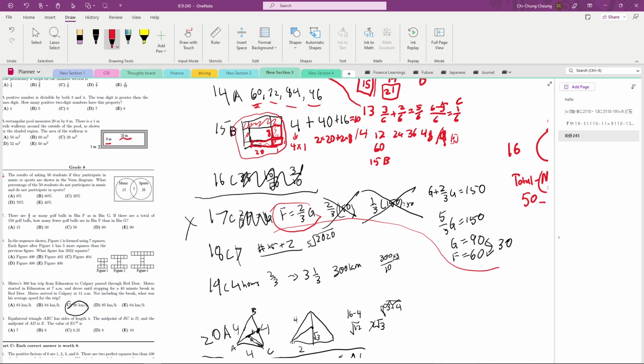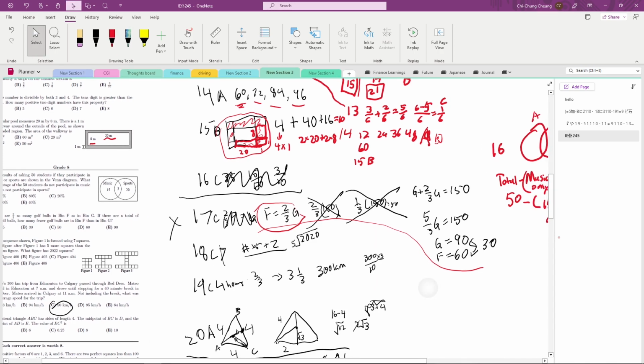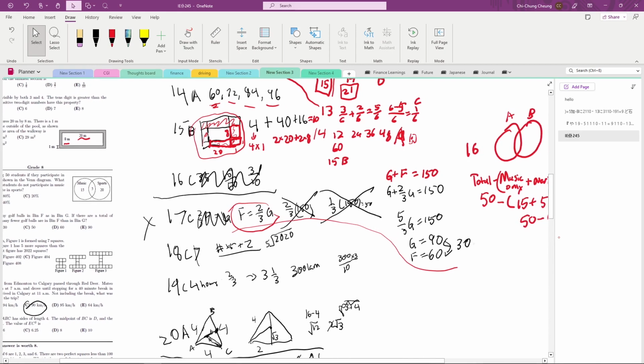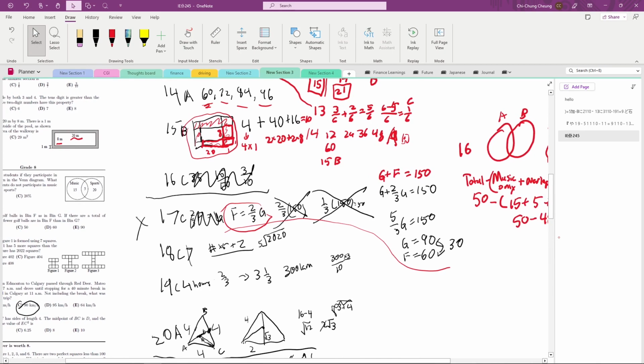Next, if there are a total of 150 golf balls, how many fewer golf balls are in bin F than bin G? For this one, I need to do it slowly. So here is G plus F equals 150. And we want to find the difference between G and F. The clear way to do it is find what's G, what's F, and then find the difference.